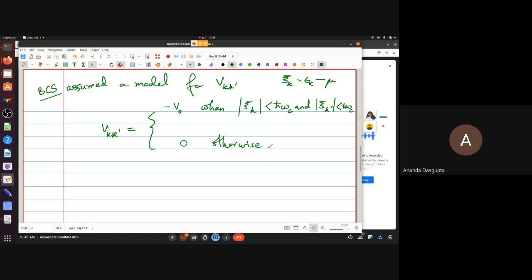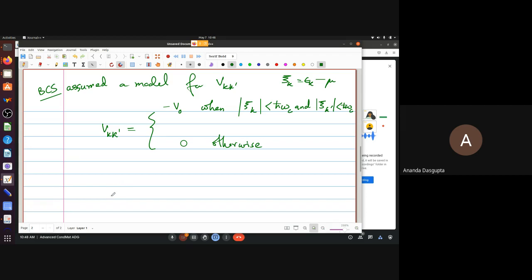In the Cooper problem, we wrote this slightly differently. We wrote this as epsilon k minus epsilon f, or h cross square k square by twice m minus epsilon f, as less than h cross omega c. But this essentially means the same thing. Okay. So this is our V k k prime.